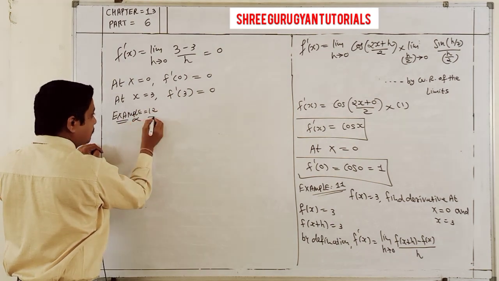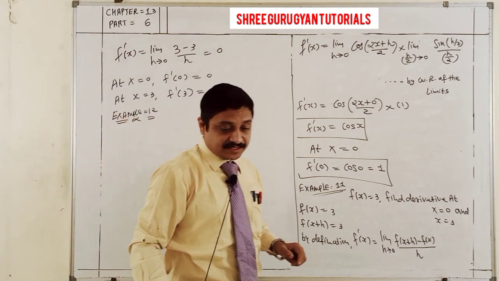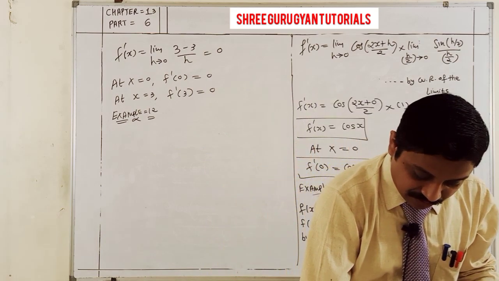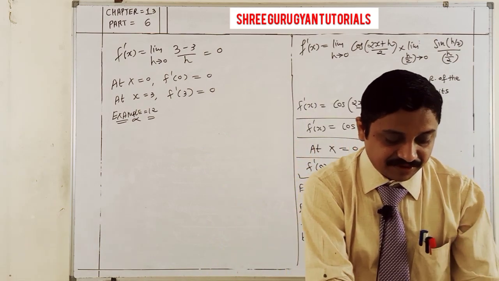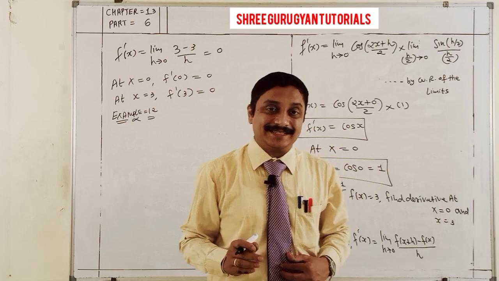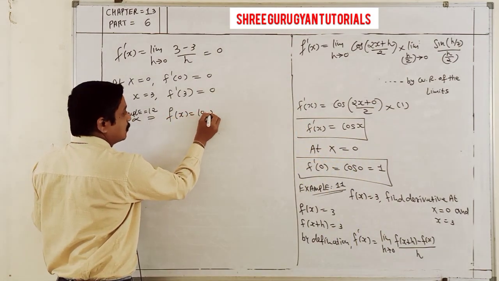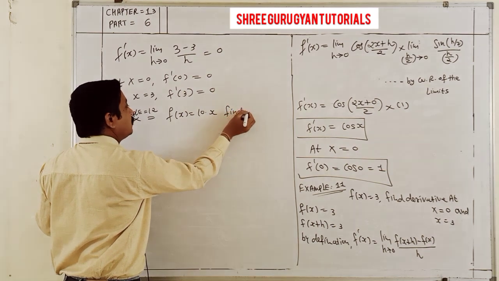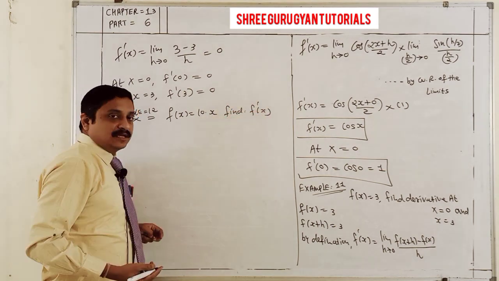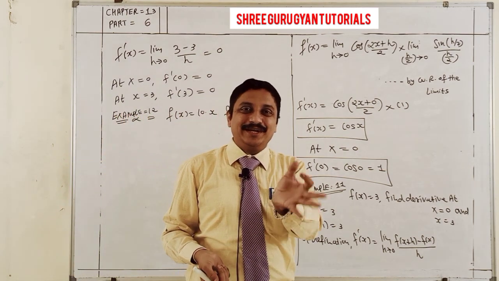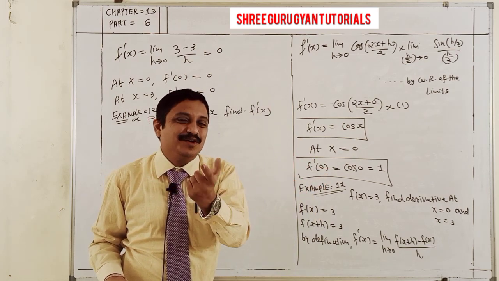Now continue with example number 12. Also given the function f(x), find the derivative. f(x) is equal to 10x. Yes, example 12: f(x) is 10x. Find its derivative, I mean f'(x). The derivative of 10x, written directly, is 10 times the derivative of x, which is 1. Your answer is 10.